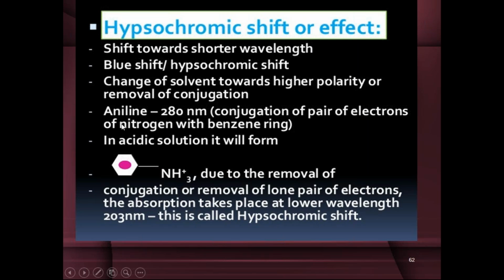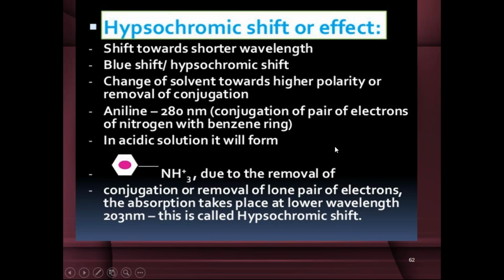Aniline, this is an example. Aniline, 280 nanometers, this is the absorption peak. It's a conjugation of the pair of electrons of nitrogen with the benzene ring. So there is a slight shift. Aniline has an NH2 group attached to the benzene ring.